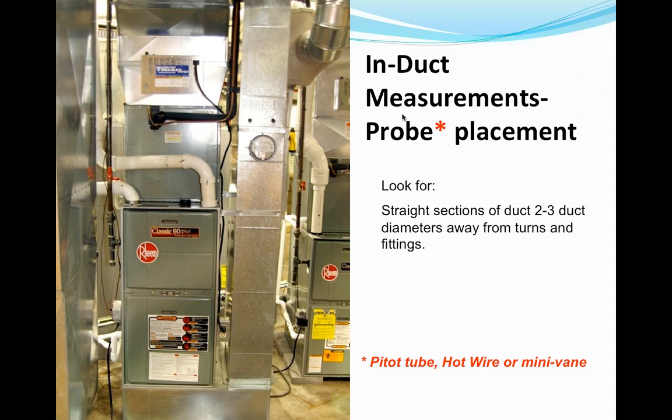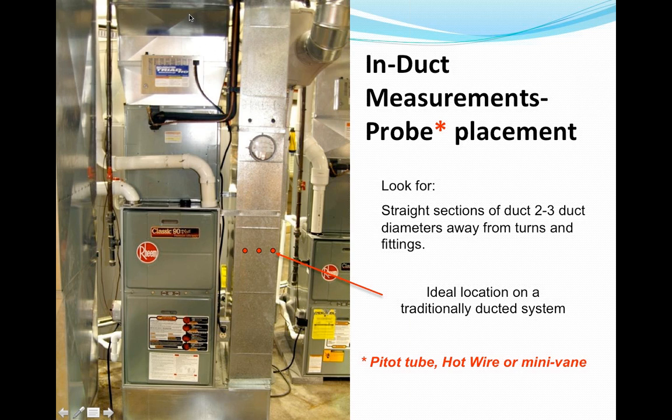So for doing any kind of in-duct measurements with the pitot tube, hot wire, or mini vane, you want to look for a straight section of duct about 2 to 3 duct diameters or duct dimensions away from turns and fittings. This picture was taken in a lab, and at this return drop, we're 2 to 3 duct diameters away from this transition in the bottom return, and from any transition where the supply is coming in. So it's best to take it in the return, where you have a pretty steady, stable airflow.